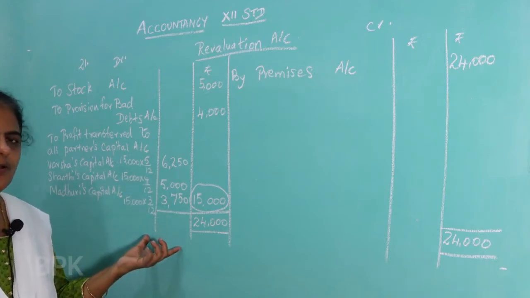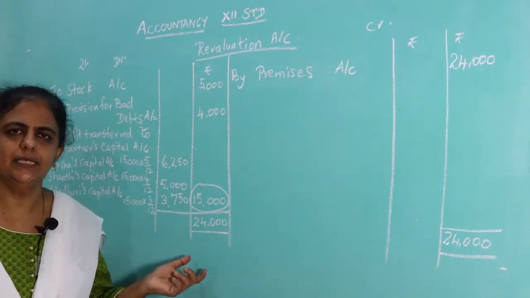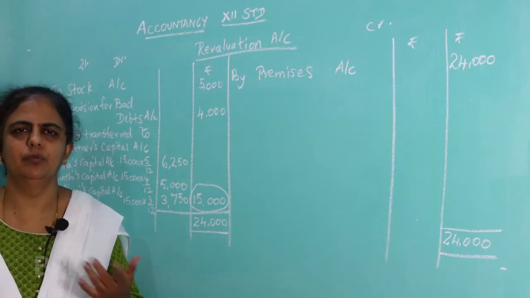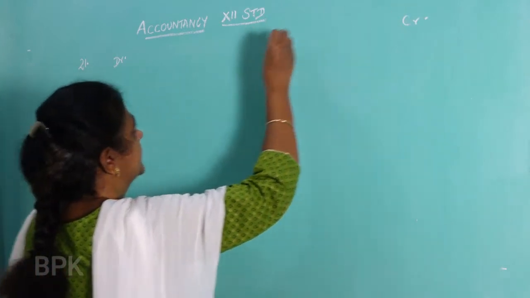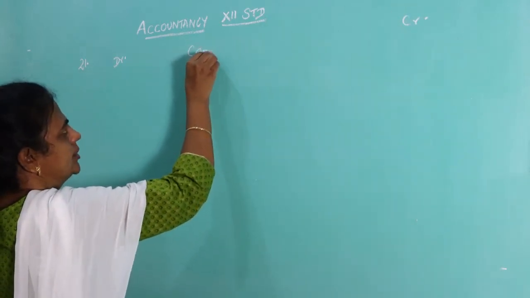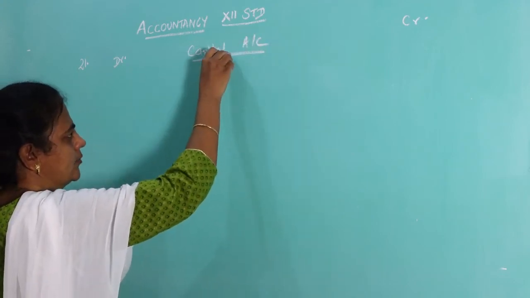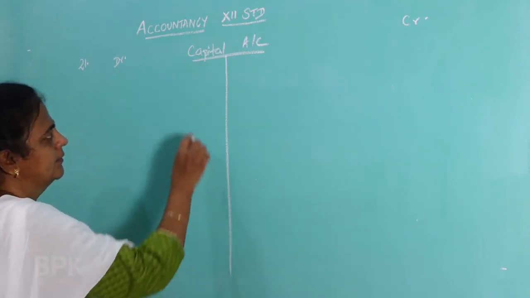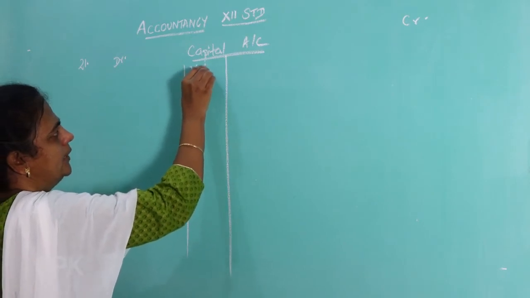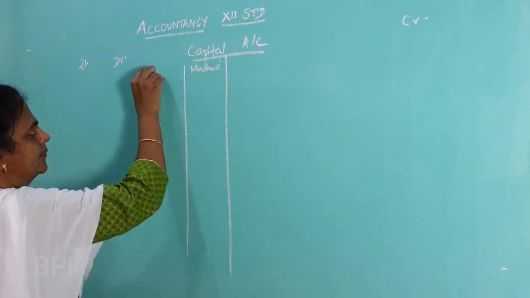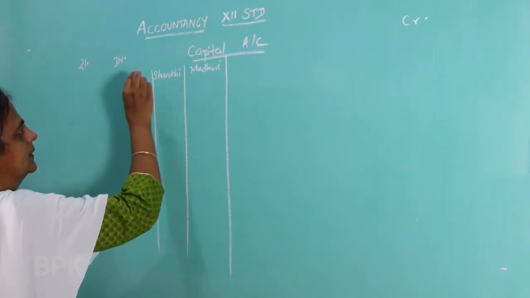At this revaluation profit, what you have to do? You have to prepare capital account and transfer this profit to the capital account. Okay. Next, we'll move to capital account. Debit, credit, capital account. It's a ledger. Use both the pages, center of the page. 3 partners are there. Madhuri, Shanti, Varsha.